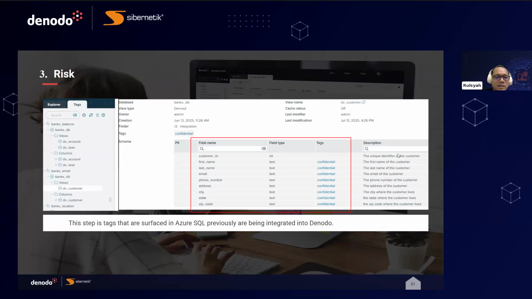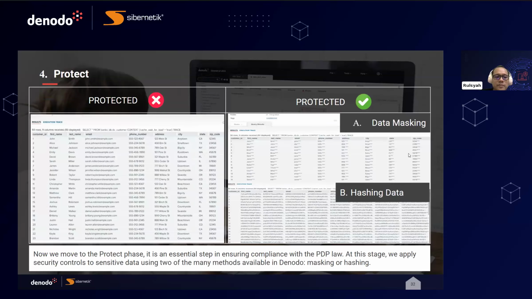Okay. Next screen. And then after we define the risk, we tag, then we protect.